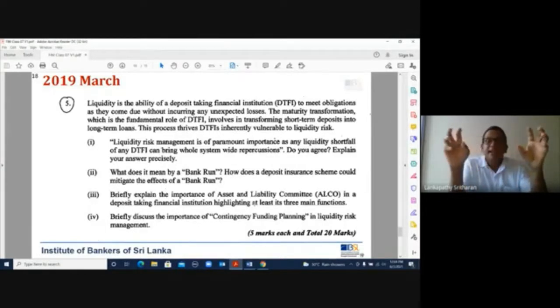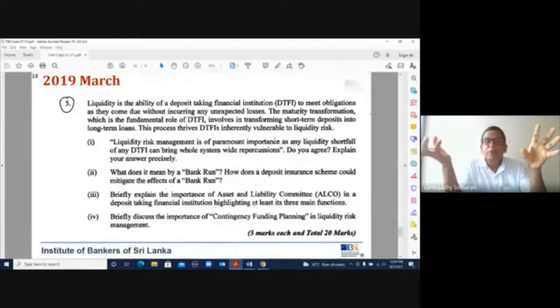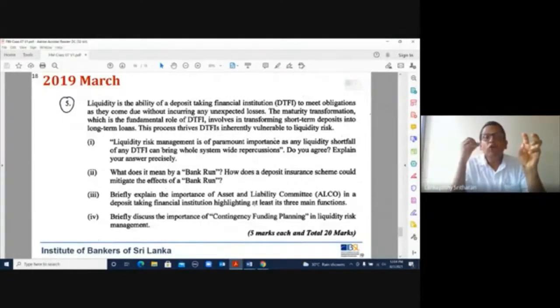Because, for example, I have already explained that if it is a 30-year bond or 20-year bond, but they cannot sell that bond at a reasonable price and turn it into cash, then the bank or the particular financial institution is compelled to go for a fire sale. At that time, there may be losses to the bank. So that's why they say without incurring any unexpected loss, the liquidity should be able to meet the obligation.